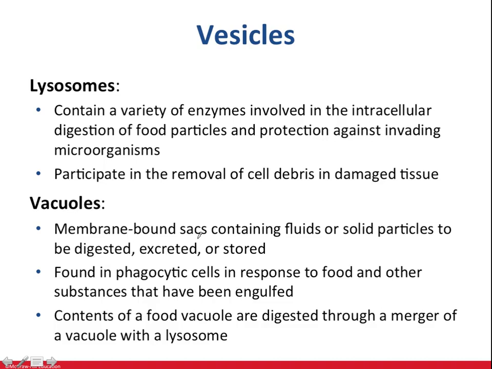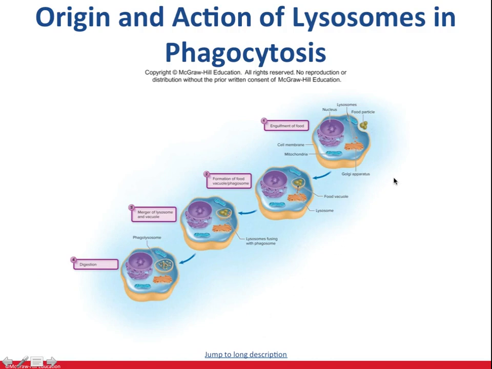Vacuoles are small sacs that contain fluid or solid particles to digest. Especially for plants, plant cells have vacuoles, so the plants use the vacuoles to store water. Vacuoles can also be found in the phagocytic cells, which take in food and other substances. They can fuse with the lysosome for food digestion. This is phagocytosis.